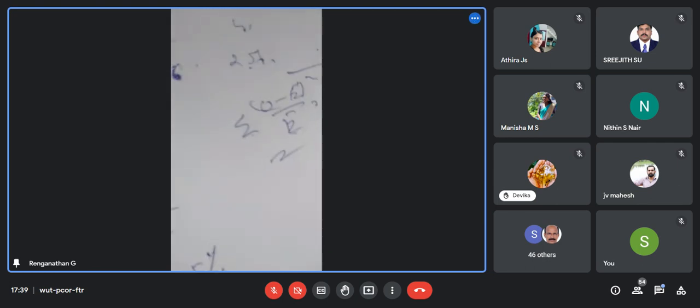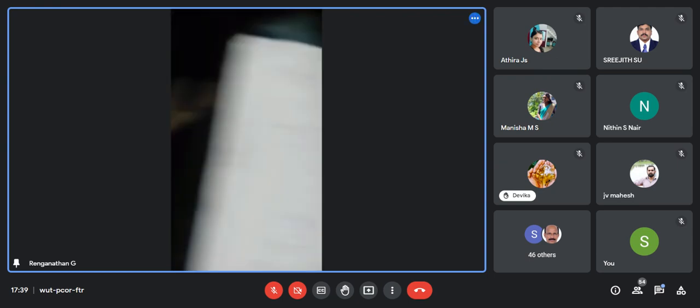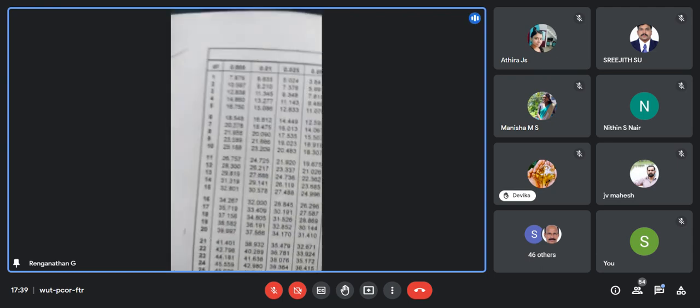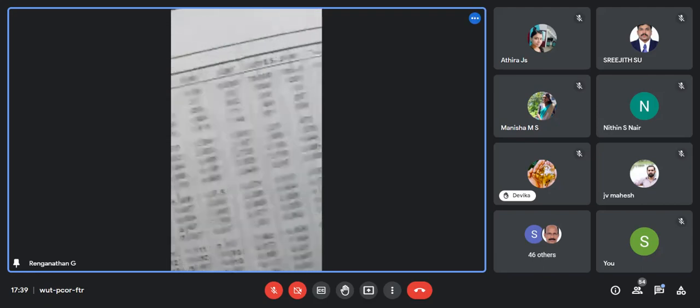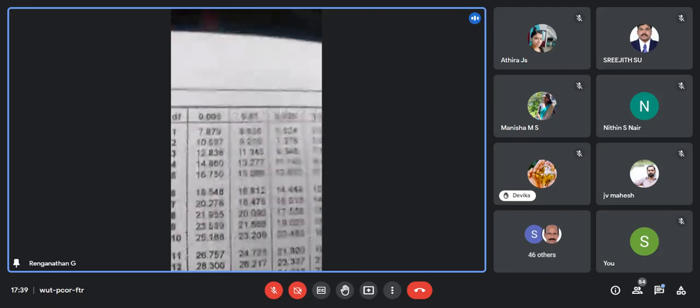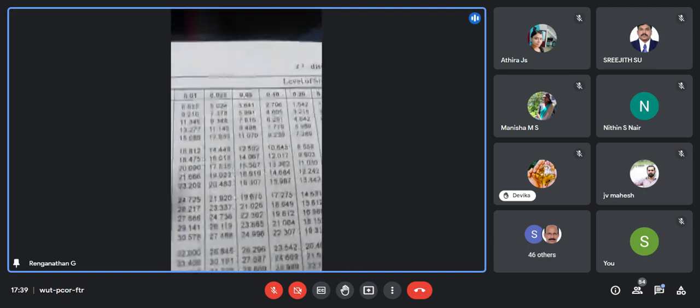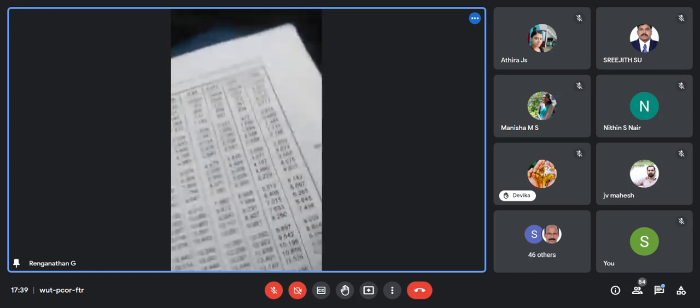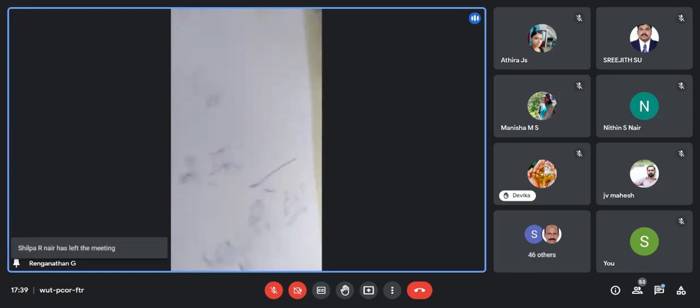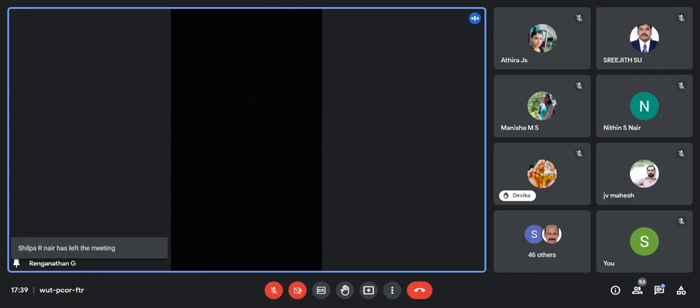Now you have to look into the x square table or chi-square table. There is a separate table called chi-square table. Here you can see an x square table. On the left hand side there is degree of freedom, and corresponding to this degree of freedom, find the 5% significance level. When you find the value corresponding to this, then you will get the table value.